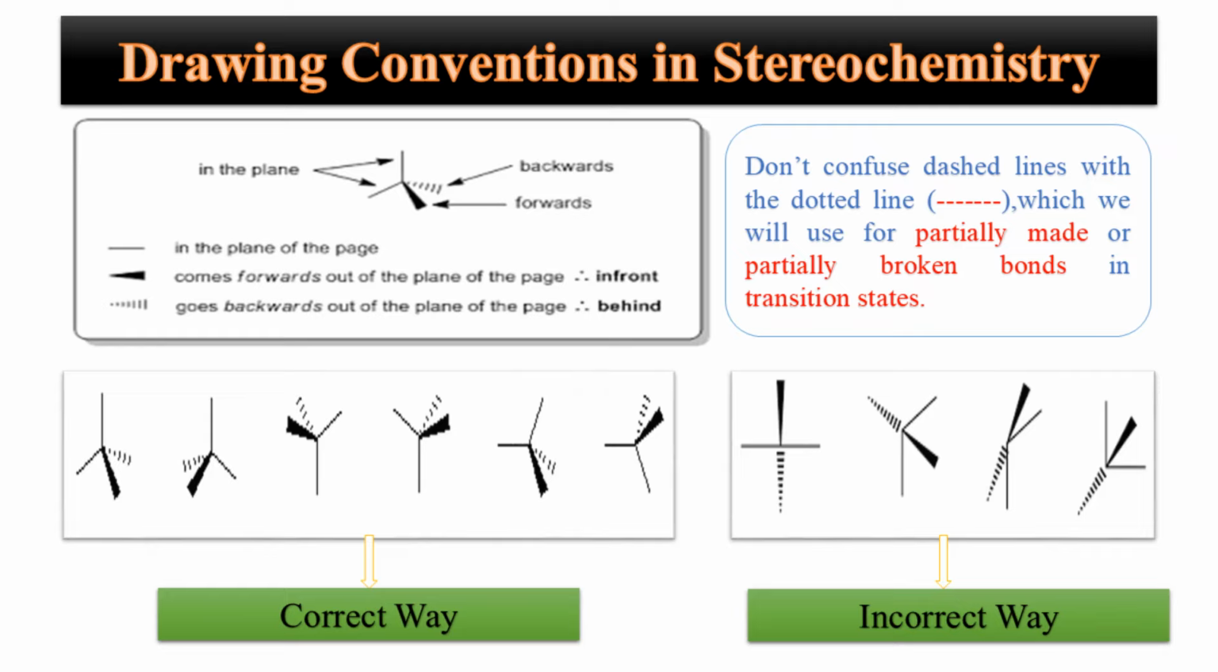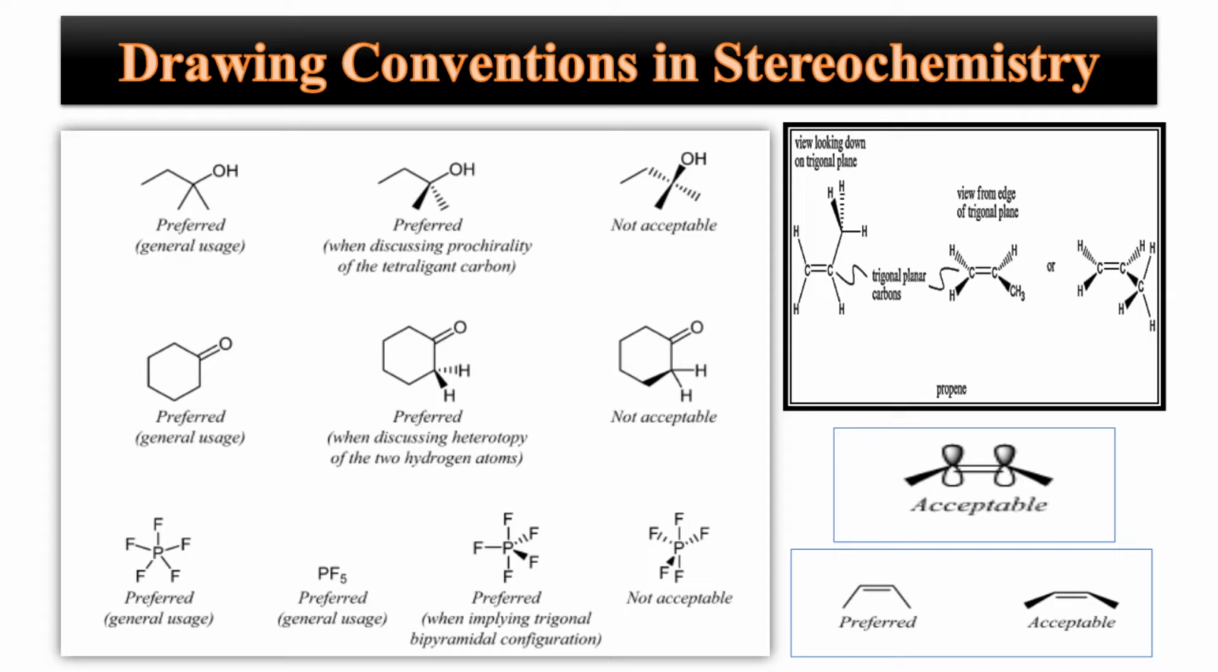Correctly drawing stereochemistry involves using dashed lines for bonds going away and solid lines for bonds coming towards the viewer. This helps in visualizing molecular structures. Preferred drawing conventions in stereochemistry ensure clarity and accuracy in representing molecular structures. Incorrect methods can lead to misunderstandings.